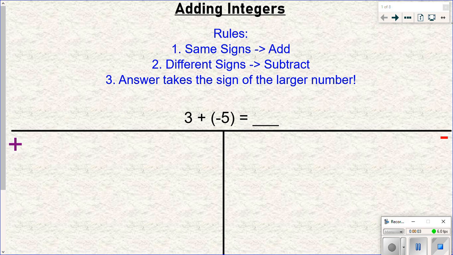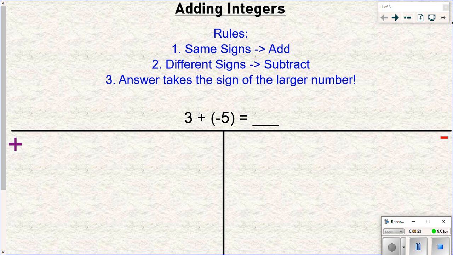So this lesson is on adding and subtracting integers, and we're going to start with adding integers. Just as a quick review, integers are positive and negative whole numbers. So we're talking about positive and negative whole numbers, not decimals, okay? Decimals would be rational numbers.